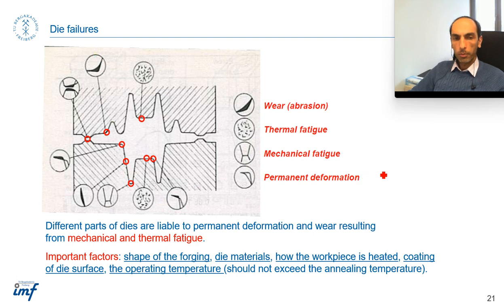Of course, it's important that the shape of the forging, the die material, the way you heat up the workpiece, the coating of the surface, and the forging temperature or the operating temperature, and some other factors are important. For example, the forging temperature should not be higher than the annealing temperature of the die. If so, then the die will be annealed little by little over time. So maybe after a week or after a couple of weeks, you find that the die is not hard enough and it starts to deform during the forging process.